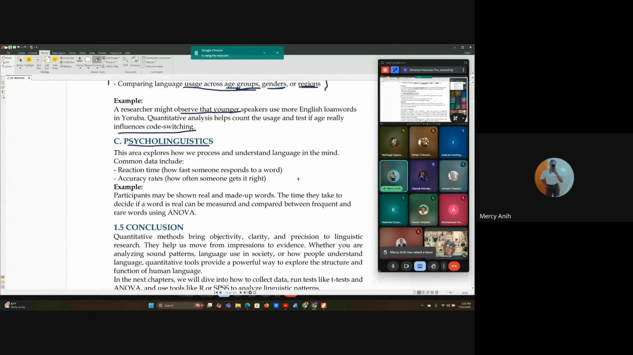Okay, sir. So I also wanted to add that there is a part of psycholinguistics where they begin to talk about neurolinguistics too. When people have brain issues, does it affect their linguistic skills and all of that?